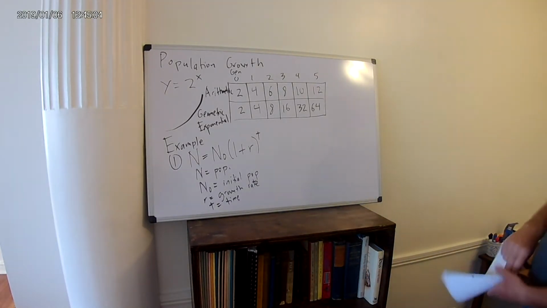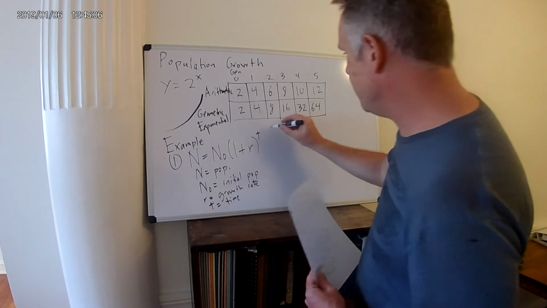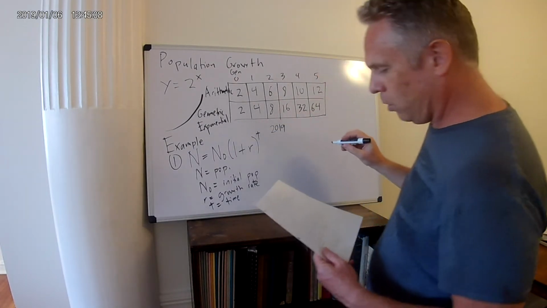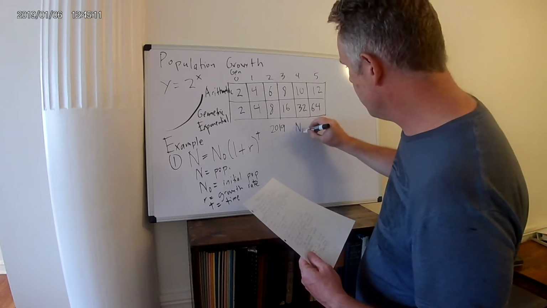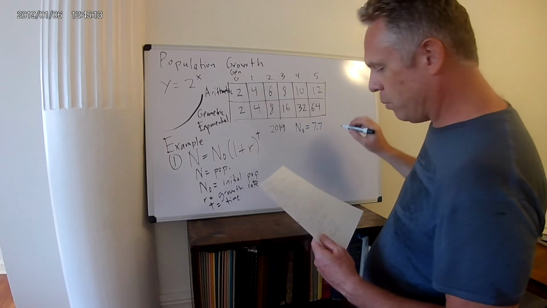Let's actually apply this to our world population. In 2019, the world population was 7.7 billion.